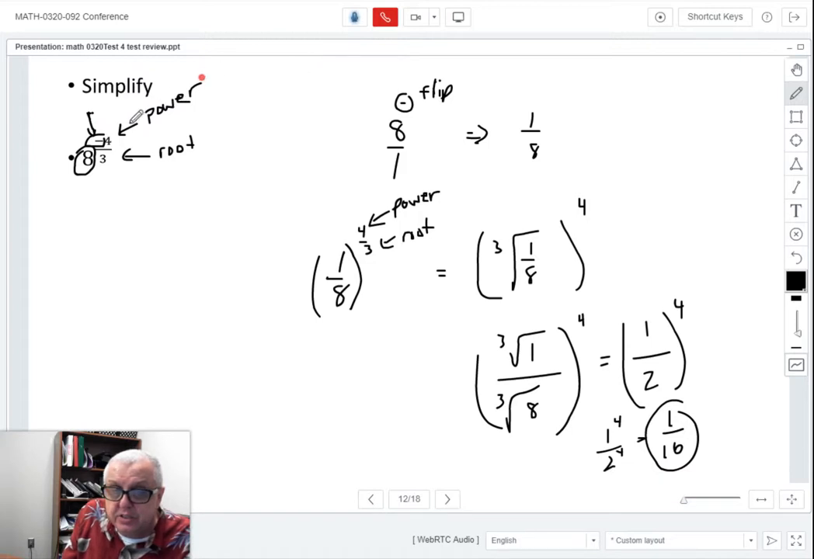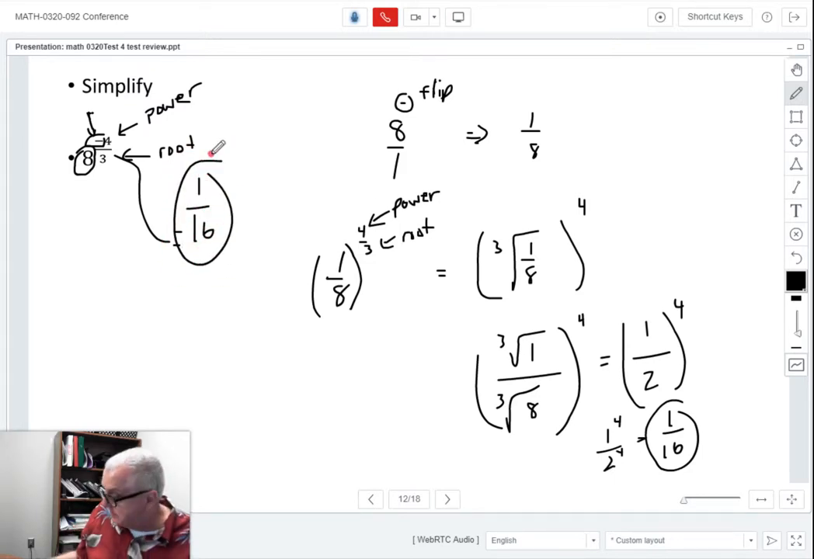The answer to this problem equals 16. Oh, equals 1 over 16. Sorry. Alrighty.